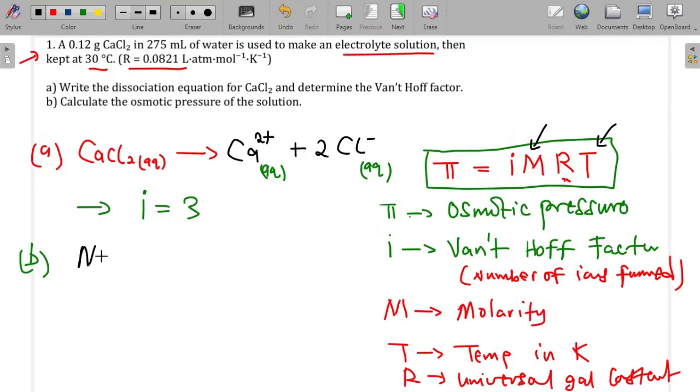Okay, so now molarity is simply equal to the moles over the volume, and this volume has to be in liters. So let's find the moles. What have we been given there? We have to find the moles of the solute, and then we divide by the volume of the solvent, or the solution that we have there.